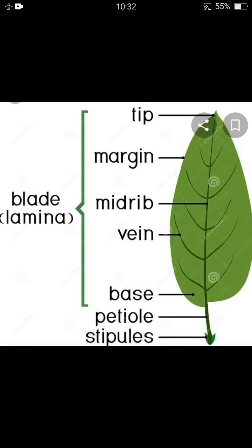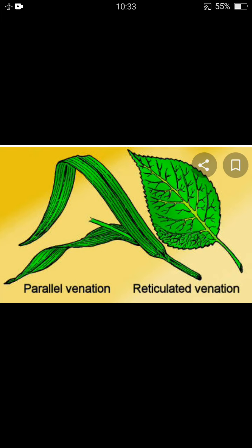Veins provide rigidity to the leaf blade. What is the function of the veins? They provide rigidity to the leaf blade and act as channels for transport of water, minerals and food materials.